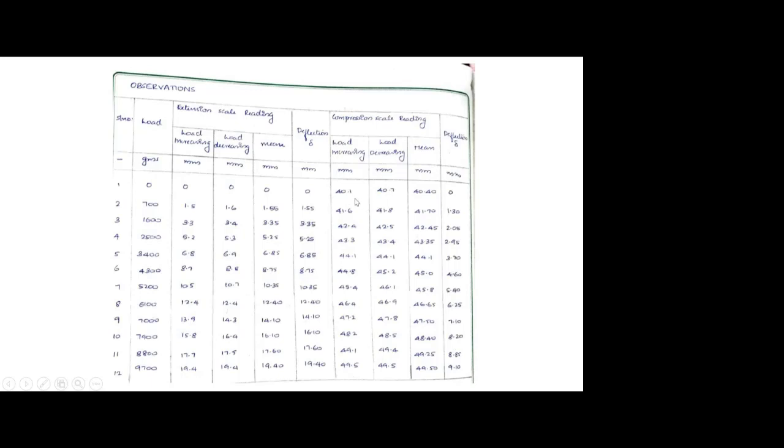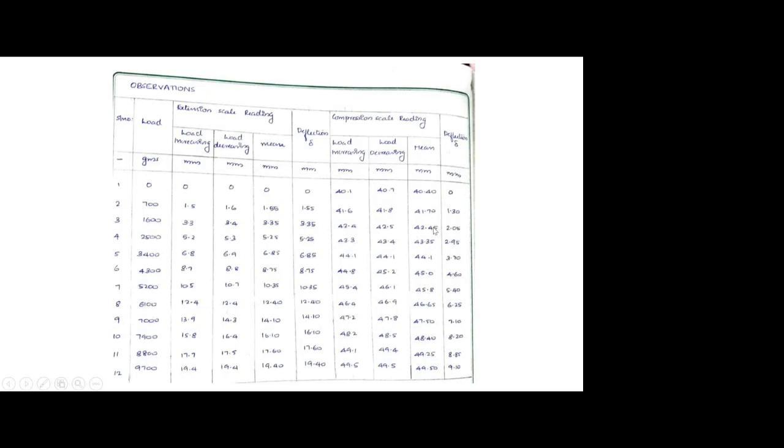Coming to the compression spring, the initial reading is not 0. Here it is 40.1, so this should be taken as the initial reading. For each weight, the initial reading is to be subtracted. When we put 700 gram, the hook and its base, we get 41.6, that means 41.6 minus 40.1, and the last column gives the deflection 1.3. Similarly, for the second weight, 1600 gram, the loading and unloading average value is 42.45, and the deflection is 42.45 minus 40.1.